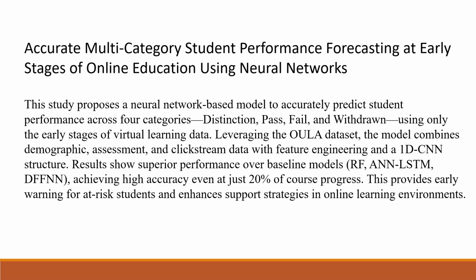This study uses a neural network to predict student performance in four categories: distinction, pass, fail, and withdrawn. It uses early data from the online course like student background, test results, and click behavior. The model uses a 1D CNN and gets better results than other models like Random Forest and LSTM. Even with only 20% of the course data, it can predict well. This helps give early warning for students who may fail or drop out.